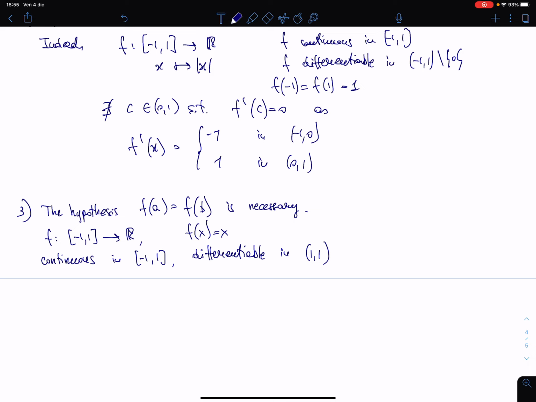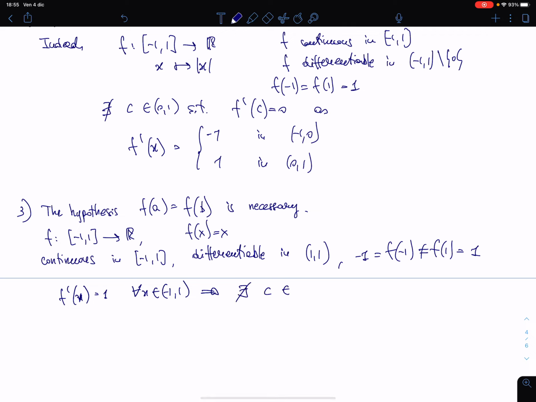and of course f of minus 1 is different from f of 1, because f of minus 1 is minus 1, this is 1. F prime of x is equal to 1 for every x in minus 1, 1. So again, there is no c in minus 1, 1 such that f prime of c is equal to 0. So here, through counterexamples, we verified that all hypotheses here are really necessary. We have to keep them.